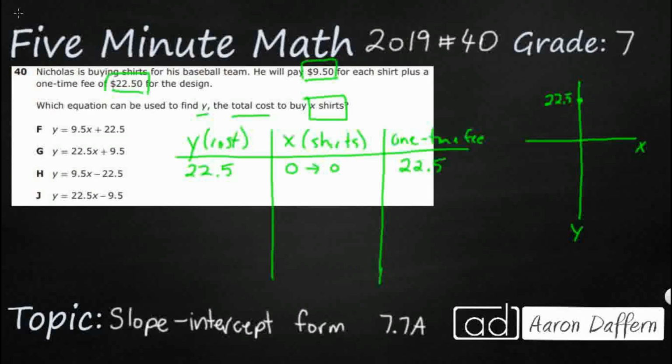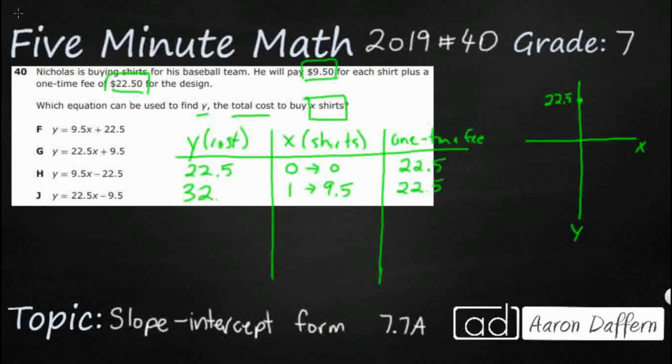Now, let's say I buy 1 shirt. So that's going to be $9.50. If I buy 1 shirt, I'm going to pay $9.50 plus still have to keep up with that $22.50 for the one-time fee. So I'm going to take that 9.5, make that 10. 10 and 22 is going to be $32. We'll just make it 32.